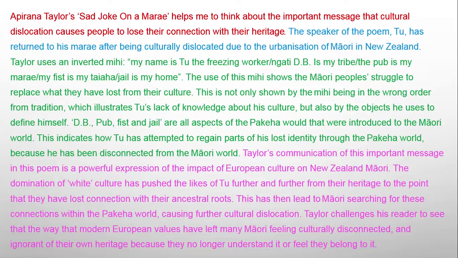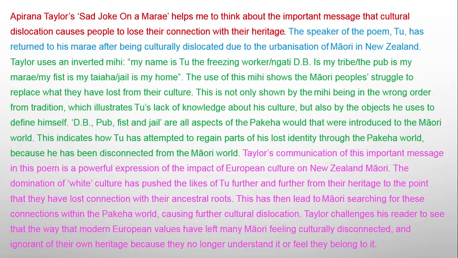So my statement. Apirana Taylor's sad joke on a marae helps me to think about the important message that cultural dislocation causes people to lose their connection with their heritage. My explanation. The speaker of the poem, Tu, has returned to his marae after being culturally dislocated due to the urbanisation of Māori in New Zealand.